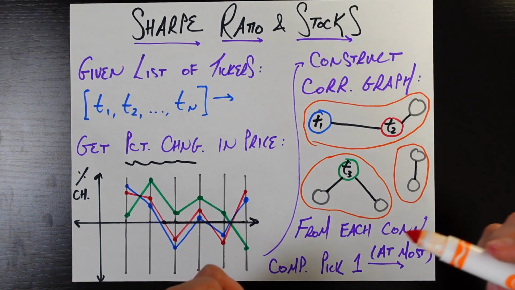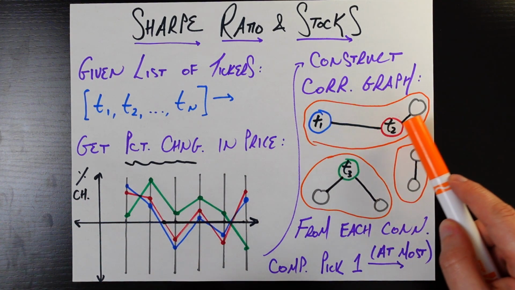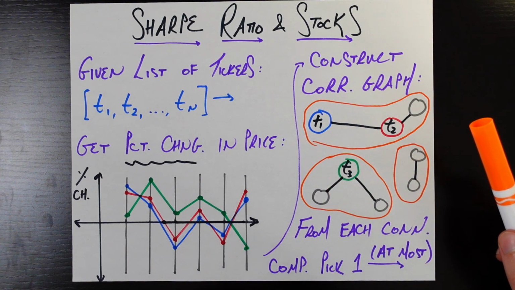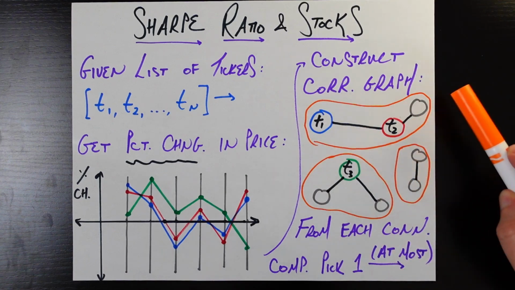Why are these connected components important in the context of this correlation graph between percent changes in the stock price? Well, if you think about it, if you look at this connected component up here, what it means to be a connected component is that this is really highly correlated, these two are really highly correlated.